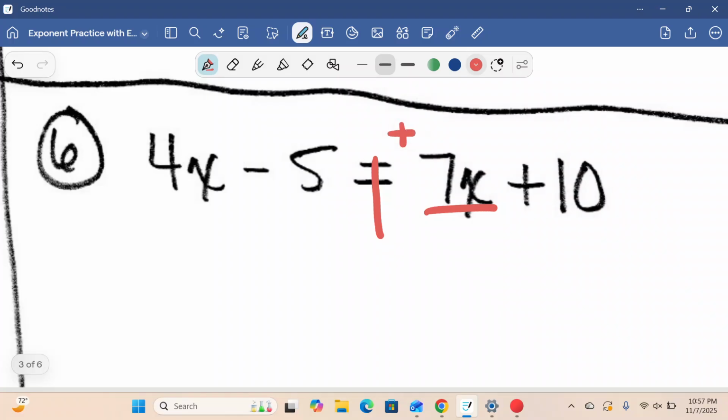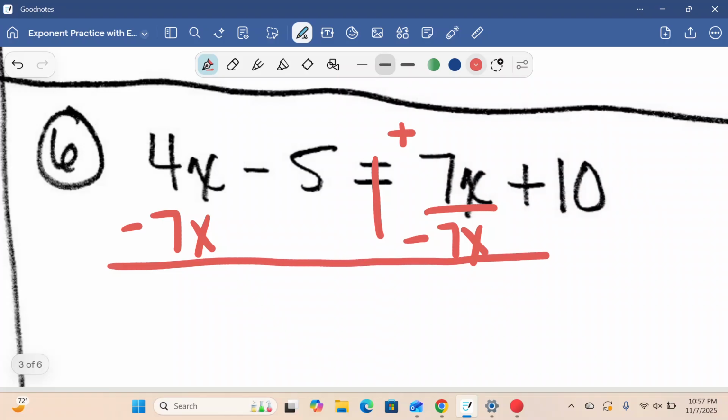So then how do I get rid of positive 7x? I do the opposite of positive 7x, which is negative 7x. But what I do to one side of the railroad track, I got to do to the other side of the railroad track. And then I like to draw my line, so then that way I know, okay, my work is over here. I have a 4x minus a 7x gives me a negative 3x.